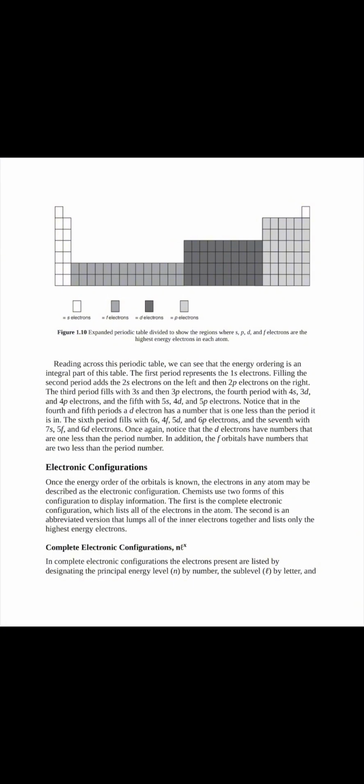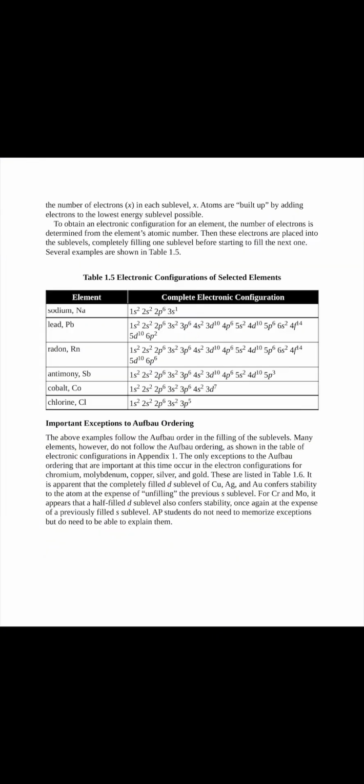Complete electronic configurations, nLx. In complete electronic configurations, the electrons present are listed by designating the principal energy level, represented by n as a number, the sublevel, represented by L as a letter, and the number of electrons, represented by x, in each sublevel. Atoms are built up by adding electrons to the lowest energy sublevel possible. To obtain an electronic configuration for an element, the number of electrons is determined from the element's atomic number. Then, these electrons are placed into the sublevels, completely filling one sublevel before starting to fill the next one. Several examples are shown in Table 1.5.